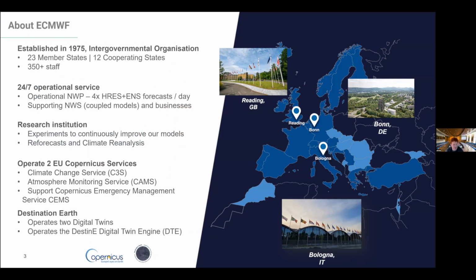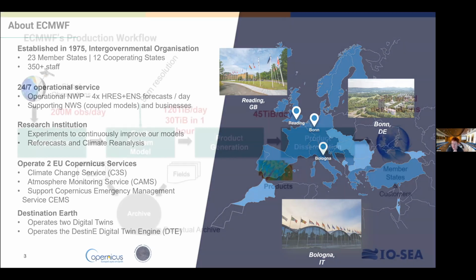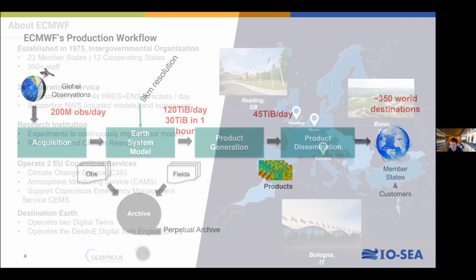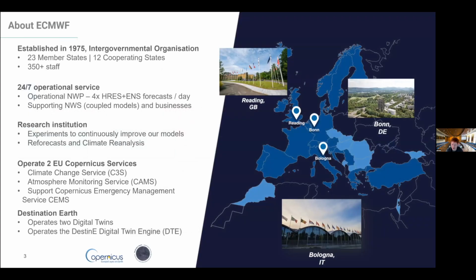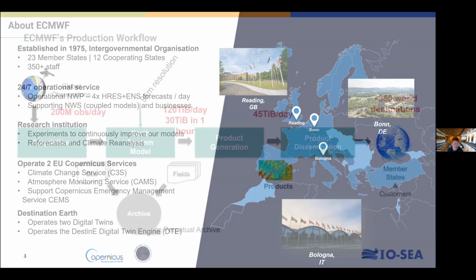We currently have 23 member states and 12 cooperating states, and 350 staff in 3 centres around Europe. We have our headquarters in Reading in the UK. Our data centre is in Bologna in Italy. And we also have a second office in Bonn in Germany.